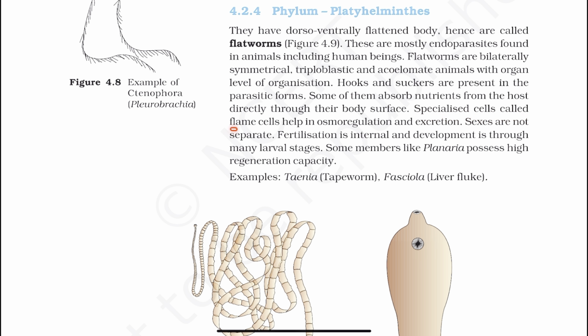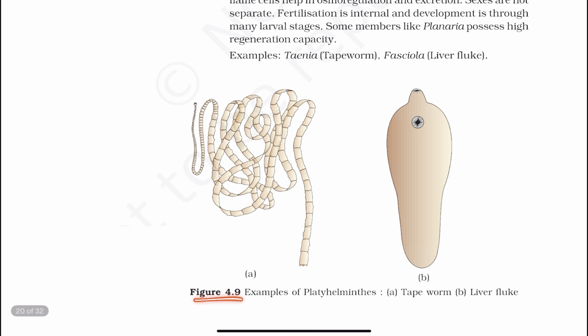Specialized cells, called the flame cells, help in osmoregulation and excretion. Sexes are not separate. Fertilization is internal and development is through many larval stages. Some members, like Planaria, possess high regeneration capacity. Examples: Taenia, tapeworm; Fasciola, liver fluke. Figure 4.9 Examples of Platyhelminthes. A. Tapeworm. B. Liver fluke.